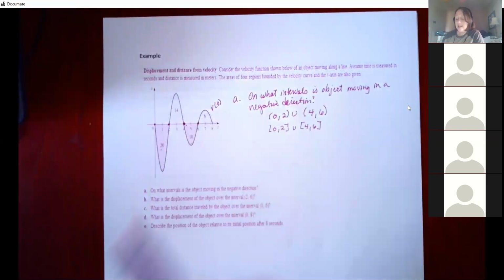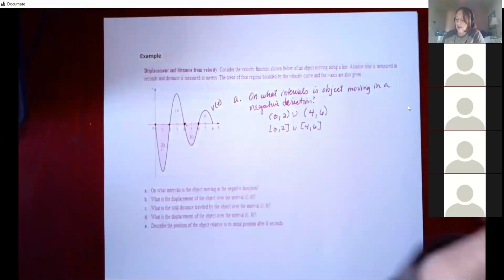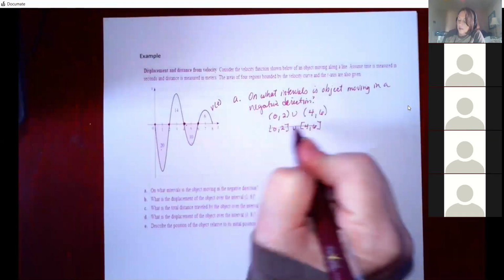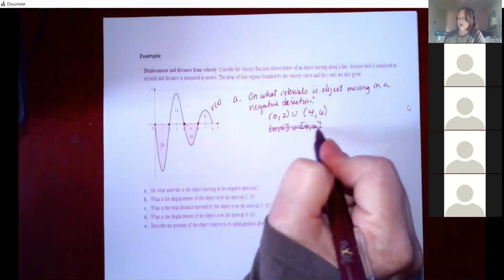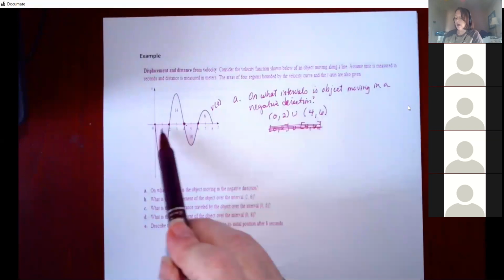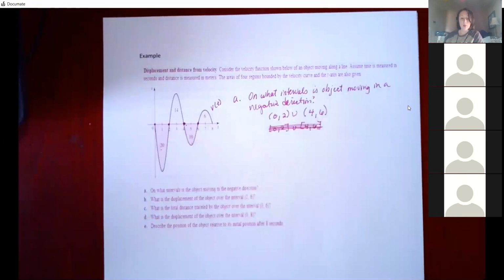What's 0? So at those endpoints, our velocity is 0. So we're not moving at all, are we? Right. Exactly. So we leave those endpoints out because those particular t values are not when our velocity is negative. Those values are actually when our velocity is 0.